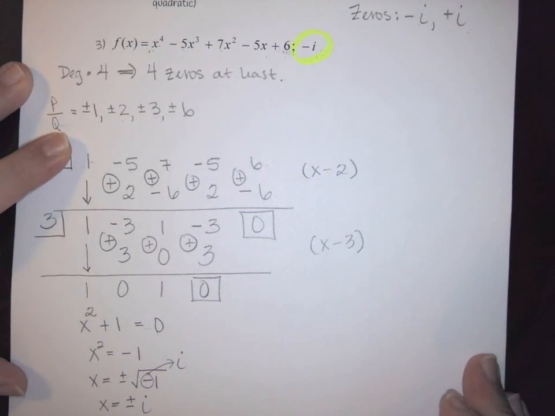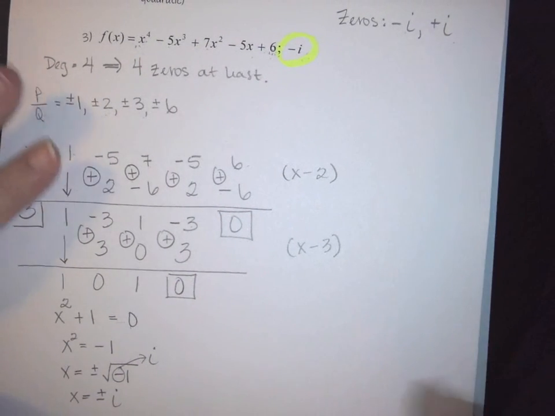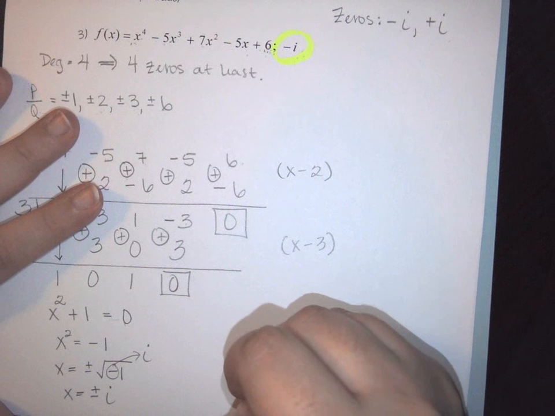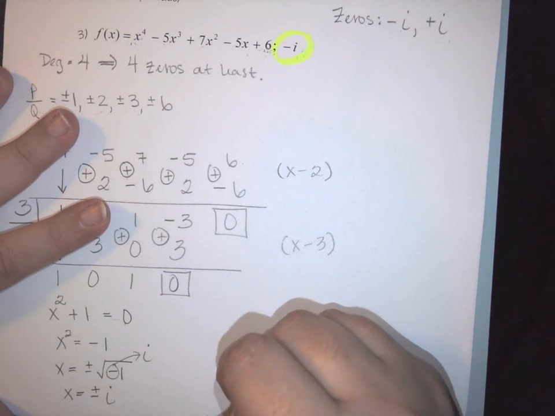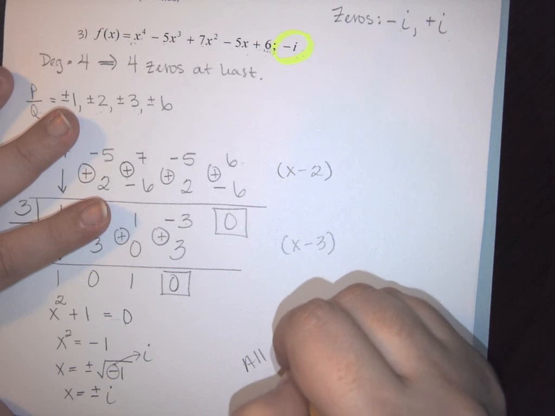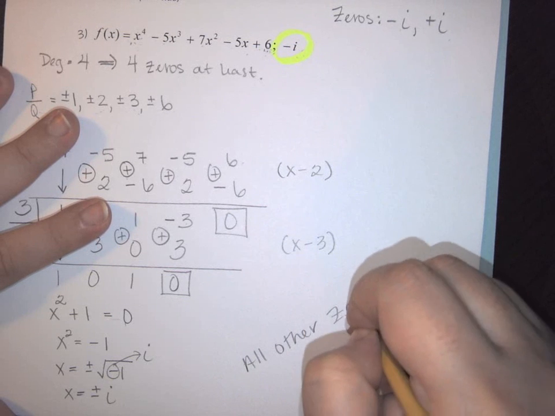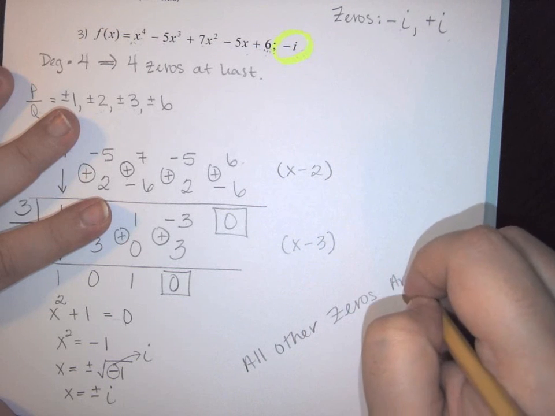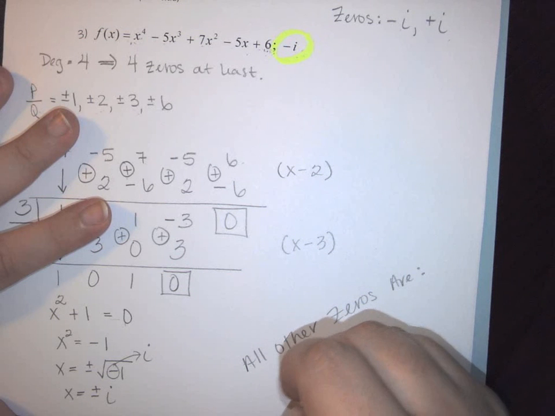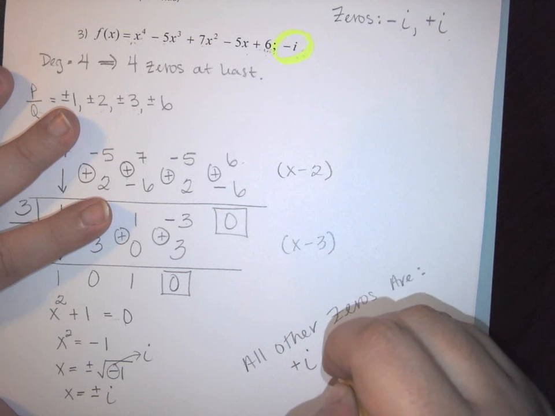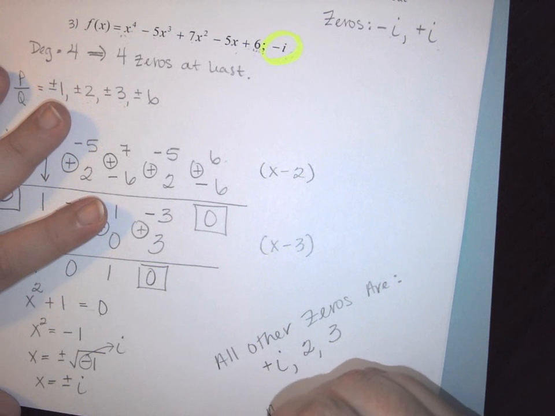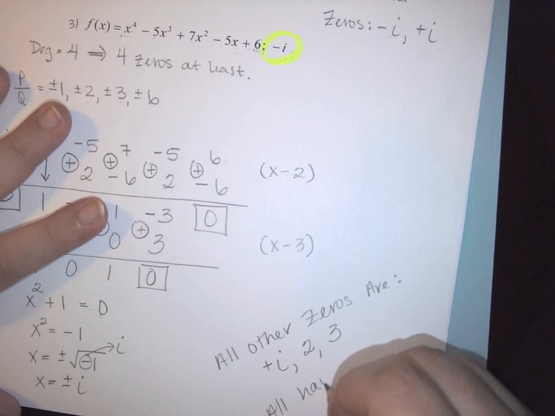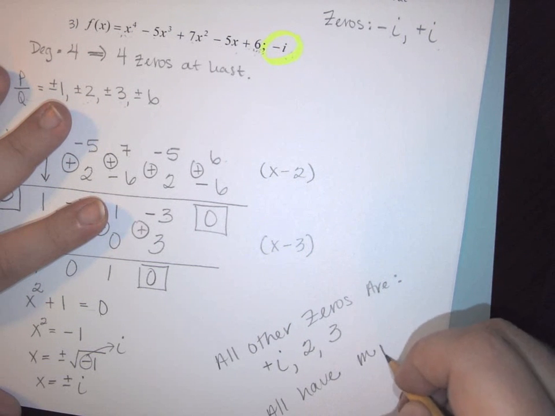Well, in this case, all we were looking for was the zeros. So what we have is that all other zeros are the following: plus i, 2, and 3. Furthermore, all have a multiplicity of 1.